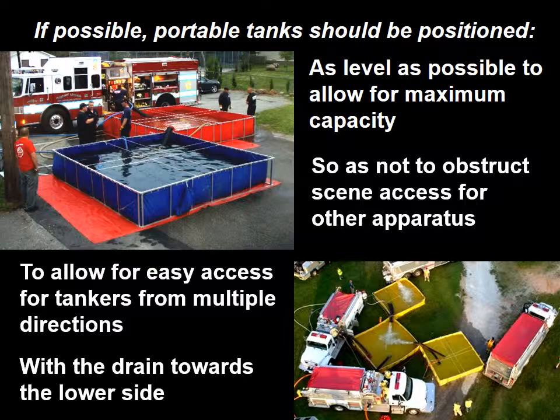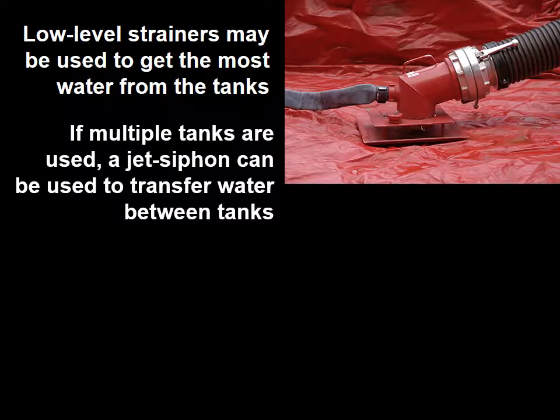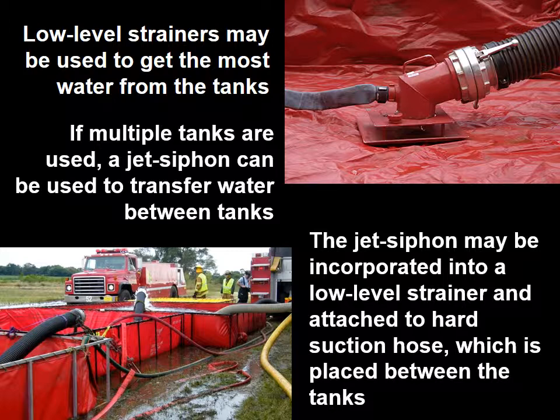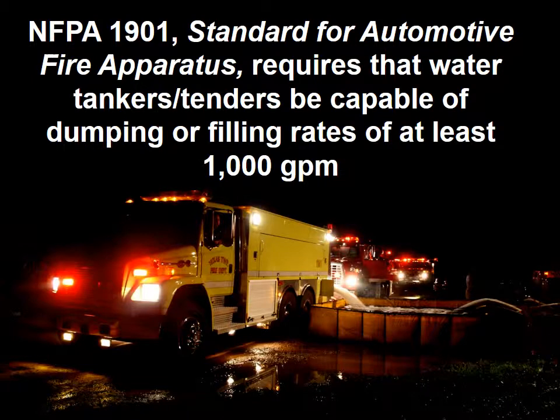Low-level strainers may be used to get the most water from the portable tanks. If multiple tanks are used, a jet siphon can be used to transfer water between tanks. The jet siphon may be incorporated into a low-level strainer and attached to the hard suction hose, which is placed between the tanks. A jet siphon draws the water through the hard suction hose and into the other tank.